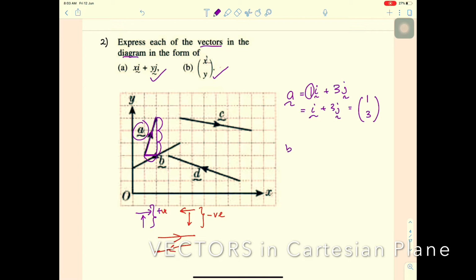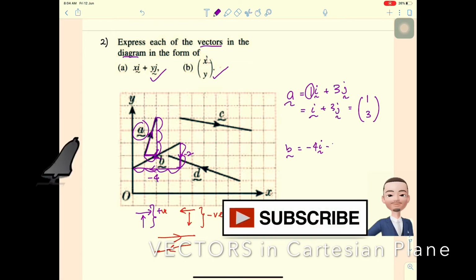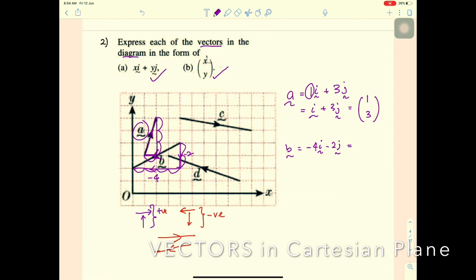How about vector B? This is the arrow, in the x-axis and y-axis. It goes down 2 units for y, and to the left 1, 2, 3, 4. So we can assume negative and negative because it goes down and to the left. The answer is negative 4i minus 2j. In matrix form, (-4, -2). The horizontal represents the x-axis value and the vertical represents the y-axis. Don't confuse that.